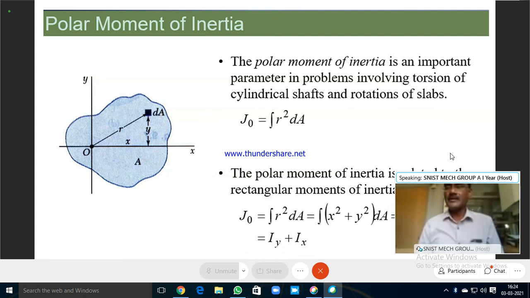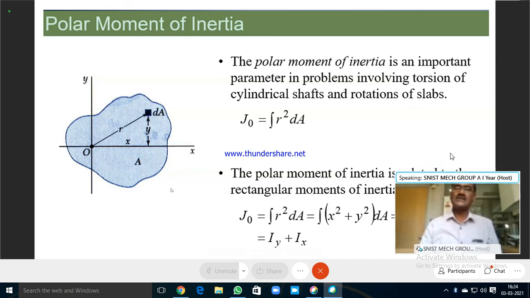If you write the moment of inertia about x and y, which are in the same plane, that is the moment of inertia. And if you write the moment of inertia about an axis perpendicular to the area, that is your polar moment of inertia. Please note down this particular theorem, one very important theorem.